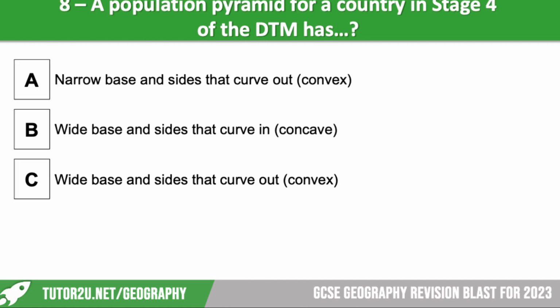Number 8. A population pyramid for a country in stage 4 of the DTM has A, a narrow base and sides that curve out, B, a wide base and sides that curve in, or C, a wide base and sides that curve out. What do we think? So this is stage 4 of the DTM. Let's reveal the answer. It is A, so a narrow base and sides that curve out.